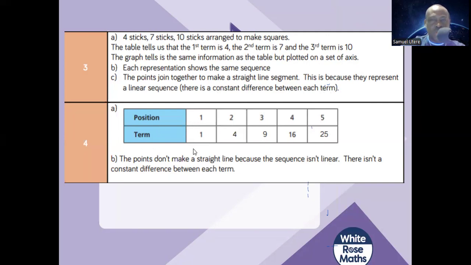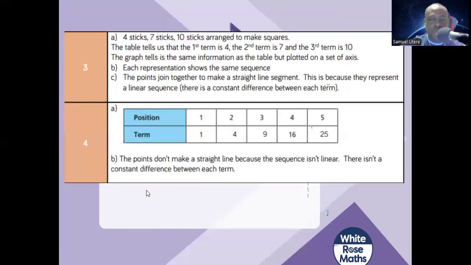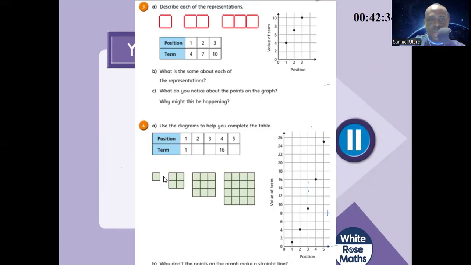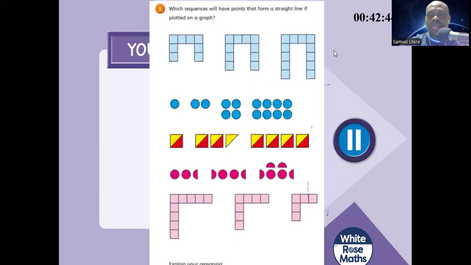And then for question 4, you could just use either the graph or the diagrams to complete the table, right? Really straightforward exercise. And you can see for B, you were being asked why the points on the graph don't make a straight line. Again, remember what we said. It's because it does not have a constant difference, right? Very important. Okay, have a go at the rest of the questions.